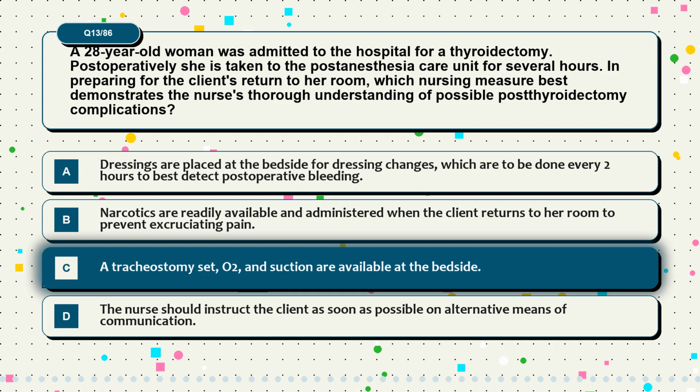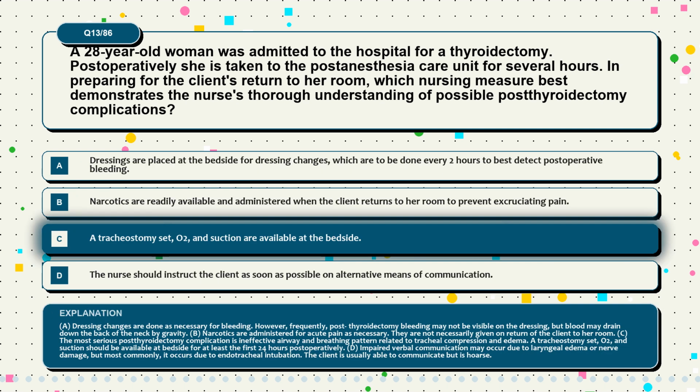The correct answer is option C. A tracheostomy set, O2, and suction are available at the bedside. A. Dressing changes are done as necessary for bleeding. However, frequently, post-thyroidectomy bleeding may not be visible on the dressing, but blood may drain down the back of the neck by gravity. B. Narcotics are administered for acute pain as necessary. They are not necessarily given on return of the client to her room.